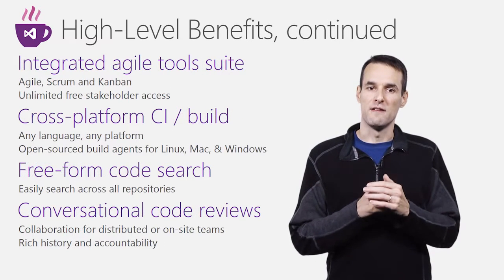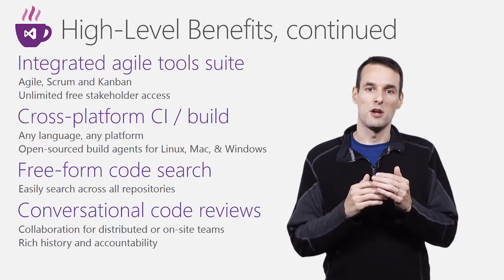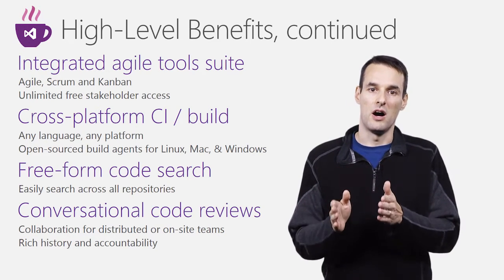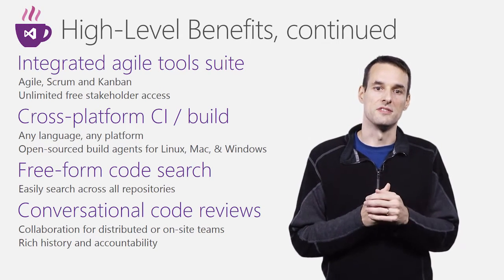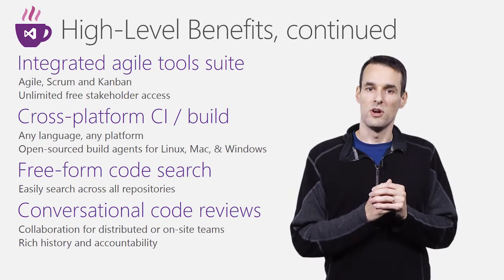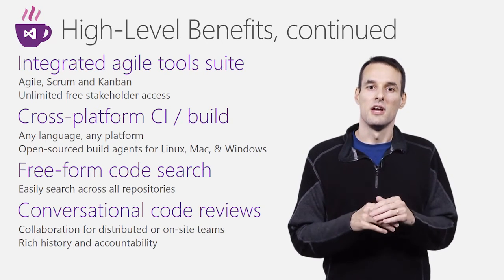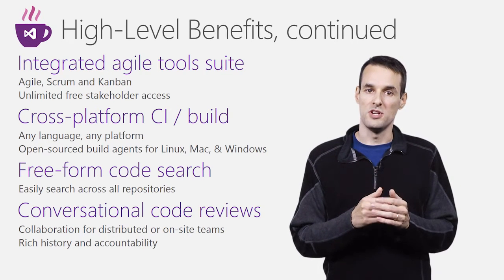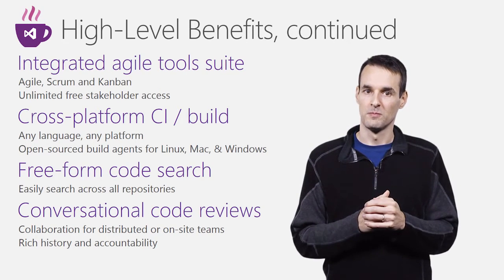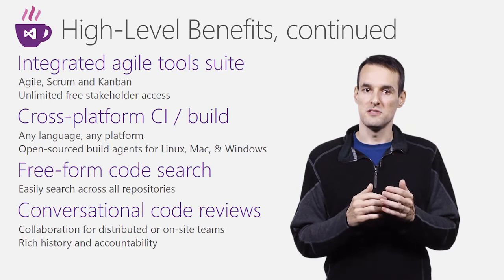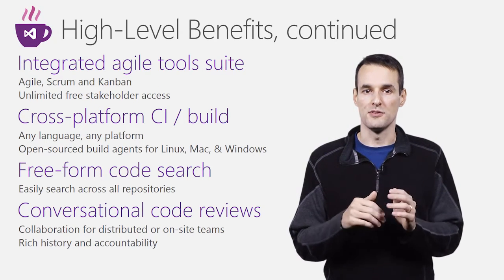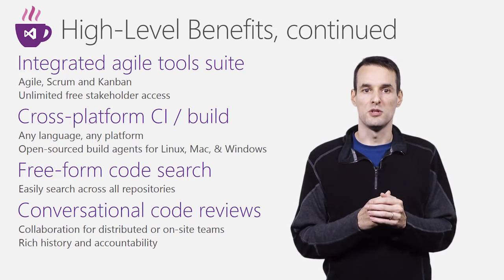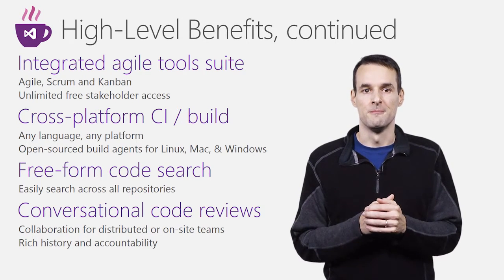Team Services provides a full suite of integrated planning tools to support Agile, Scrum, and Kanban boards with unlimited free stakeholder licenses. Our continuous integration systems support any language and run on Linux, Mac, and Windows through the use of agents written in Node.js and open sourced on GitHub. Freeform code search lets you easily find what you're looking for across all repositories. Our conversational code review system enables rich collaboration for distributed and on-site teams.